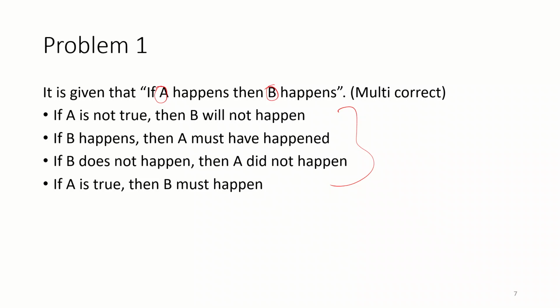I did not understand this problem. Okay, you can consider two events, A and B. It's something like: if I study, then I will pass. These are two events: studying, and passing the exam is the second event. That kind of thing.